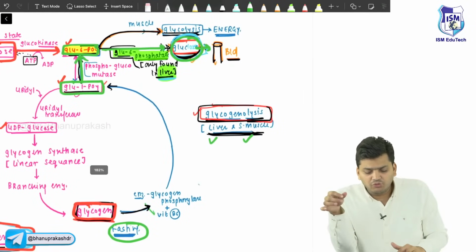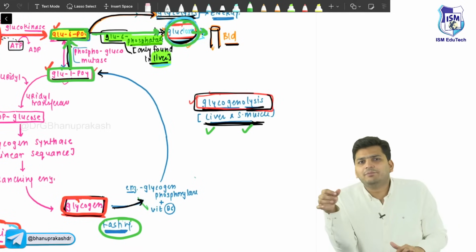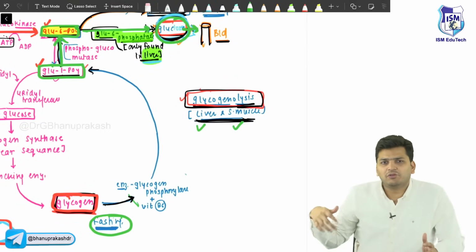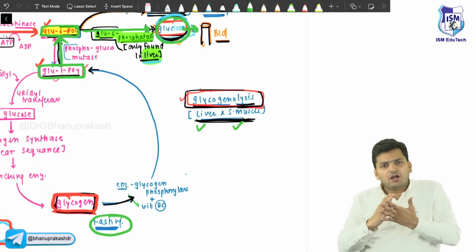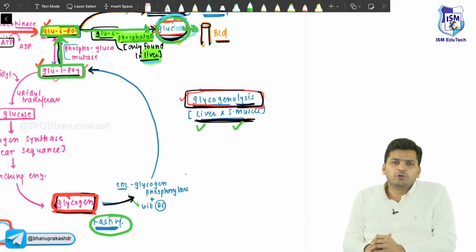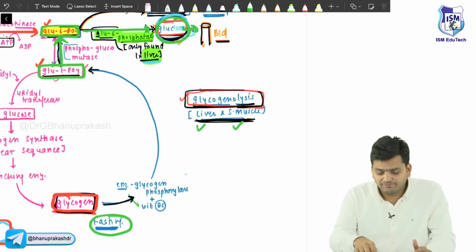You must be knowing that, right? Even if we don't take a meal for 8 hours, we will not go into hypoglycemia. One of the reasons is this pathway. Because the glycogen which we have will be cut down, we will get glucose and will not go into hypoglycemia. But now the tricky point.